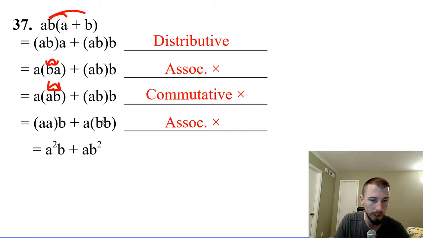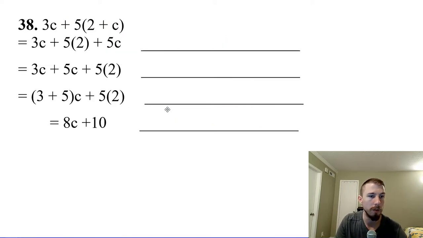I don't know what you would call it. Same thing with b, and b would be b squared. So technically there's a lot of steps going on here with associative and commutative property. You don't even normally think about using them, but we are technically using them.